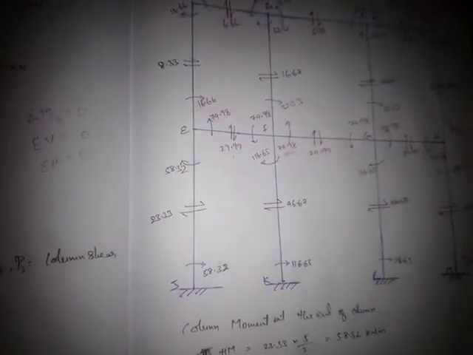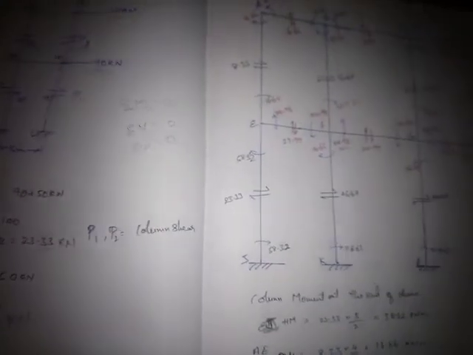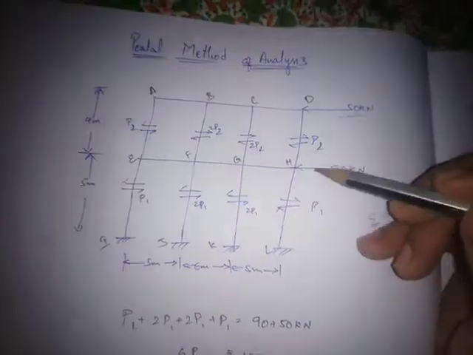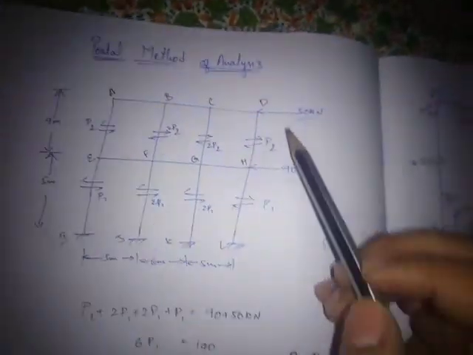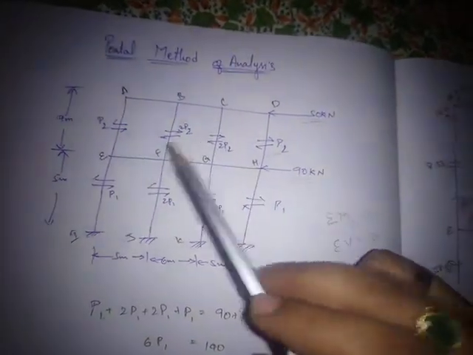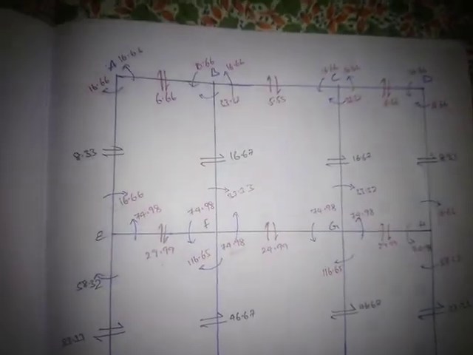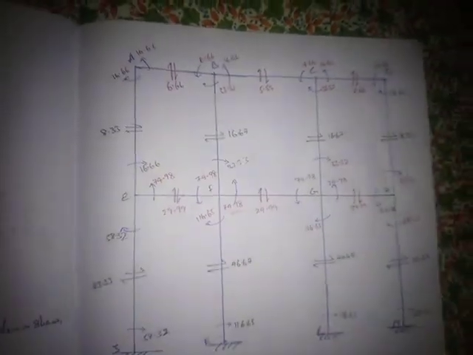With this we will end the process. This is the portal method of analysis for vertical loads. So whatever loads are acting, we are converting them into vertical loads, and how the effect is happening on the beam, that we are representing.